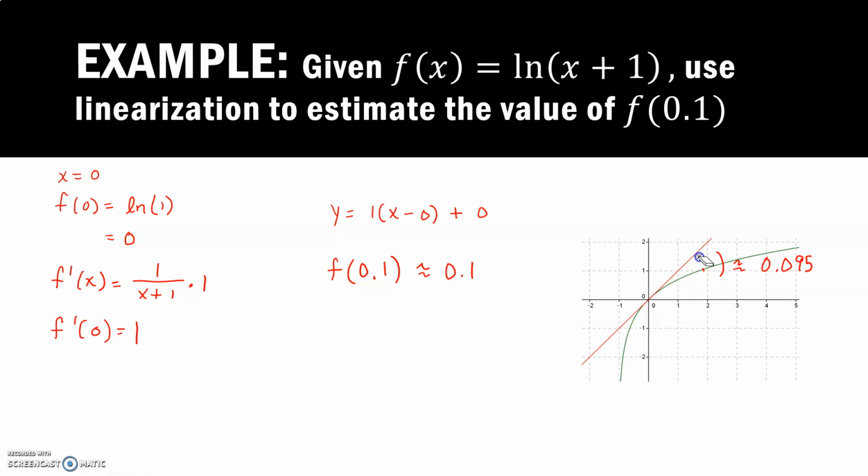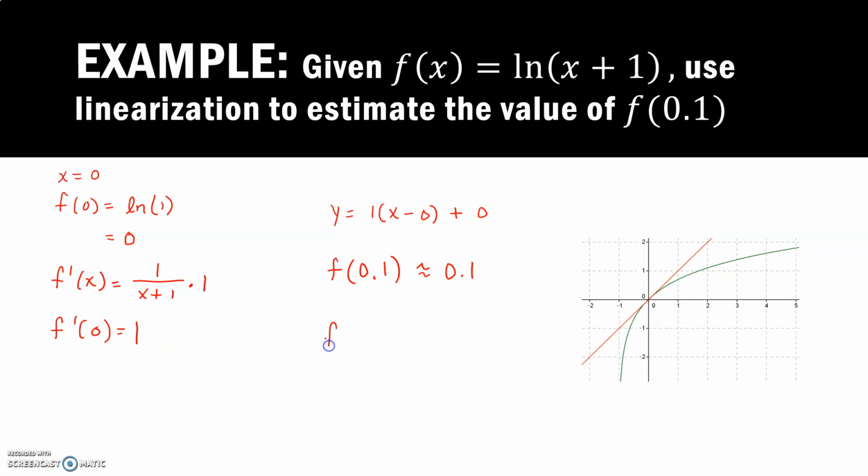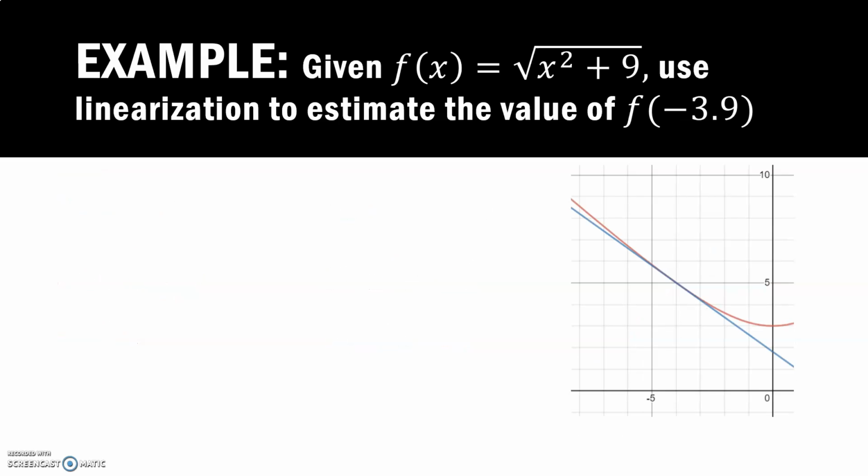And you can also see from the picture that when we grabbed a calculator, we got 0.095, which is a little bit smaller than when we used a tangent line. And the reason for that is you can see that the tangent line for this function is on top of the curve. So that's why that value is bigger. So that's why our estimate is too high.